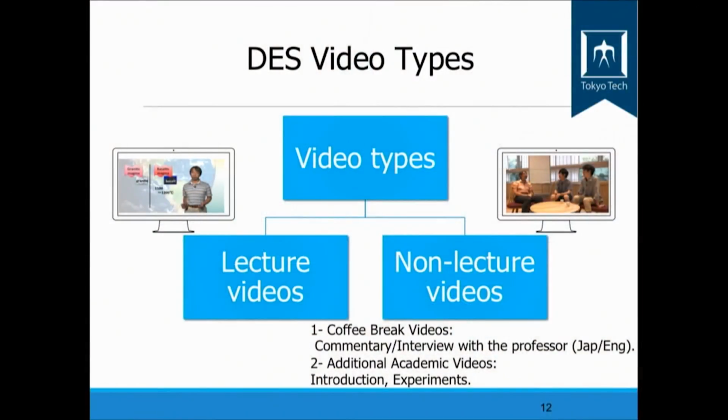Deep Earth Science had 2 main video types. This is important because we're going to use this later in the data analysis. So there were 2 main video types. There were video lectures where the professor was explaining something, for example.